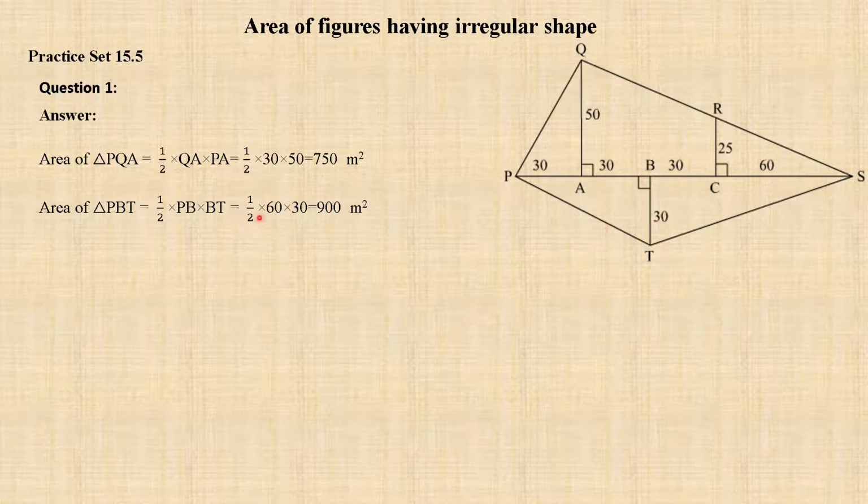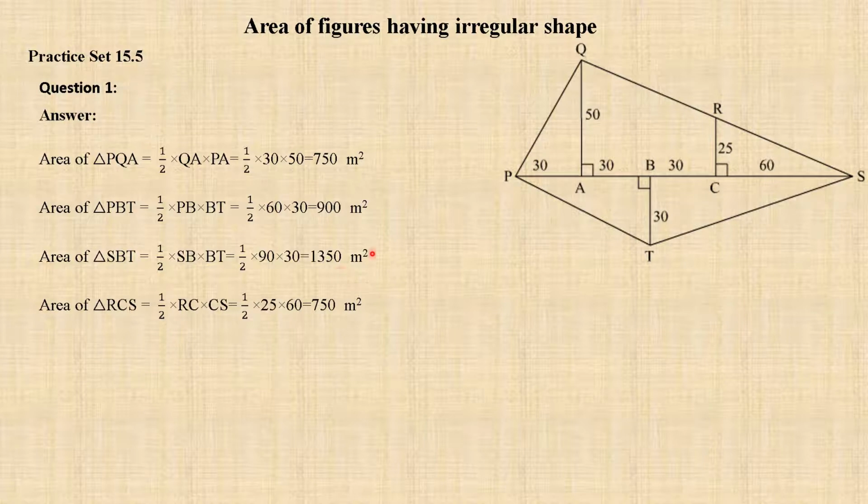So using the formula half into base into height, that is half into 60 into 90. Simplifying this, we get 900 meters square. Now if you look at triangle SBT, that is this triangle. Again, this is a right angle triangle, so we can use half into base into height formula. So if you see, the base would be 60 plus 30, that is 90, and the height is 30. So half into 90 into 30 will give you 1350 meters square.